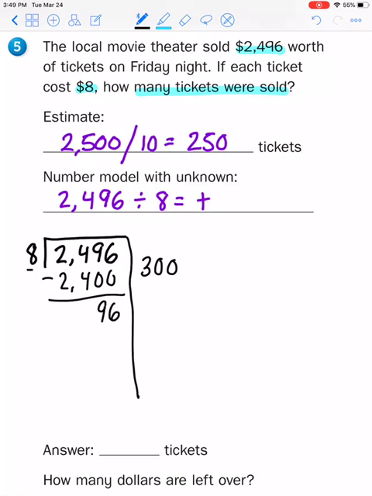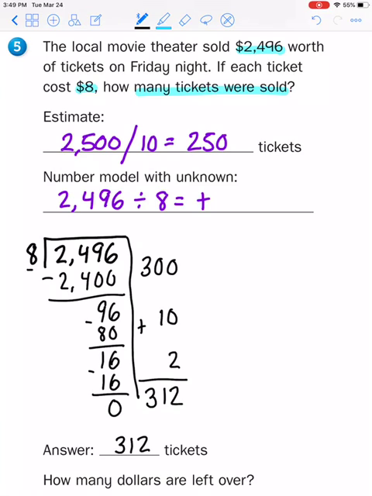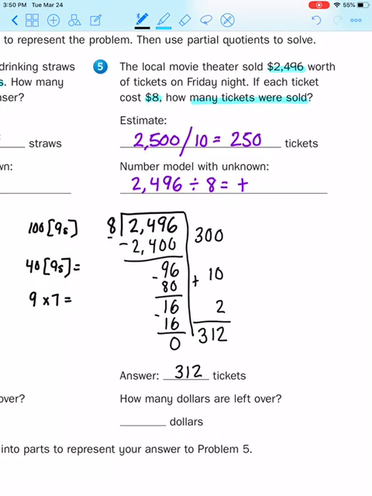And I know that 8 times 10 is 80. That's pretty close to 96. And I'm left with 16. And I know that 2 times 8 is 16. And I have no remainder, no money left over. Now I have to add these up. So 300 plus 10 plus 2 is 312. So my answer is they sold 312 tickets for the movie theater, and there were $0 left over. There was no money left over because it was even.